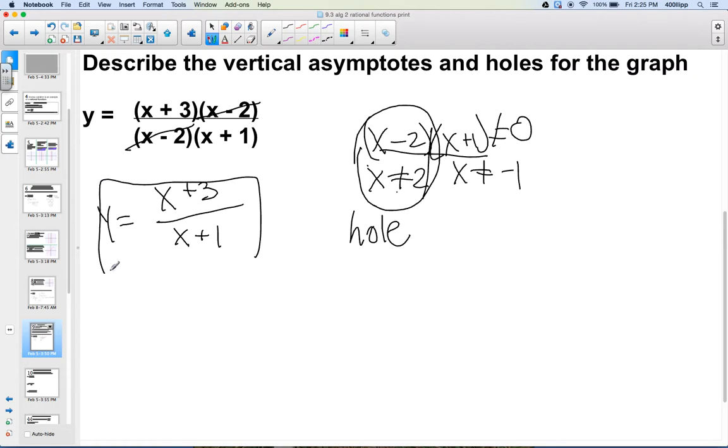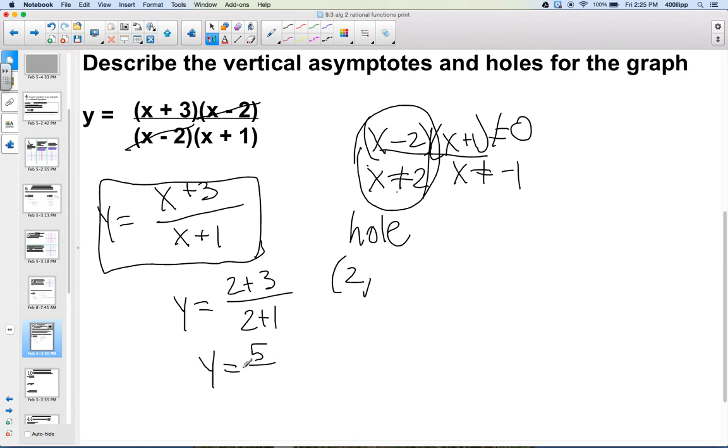So this is what you would actually graph. We're going to find the hole by taking this 2. We know the x part is a 2, and we're going to plug this 2 into the simplified version of our equation. So therefore we get 2 plus 3 over 2 plus 1. That's going to give us 5 over 3, or 1 2/3.